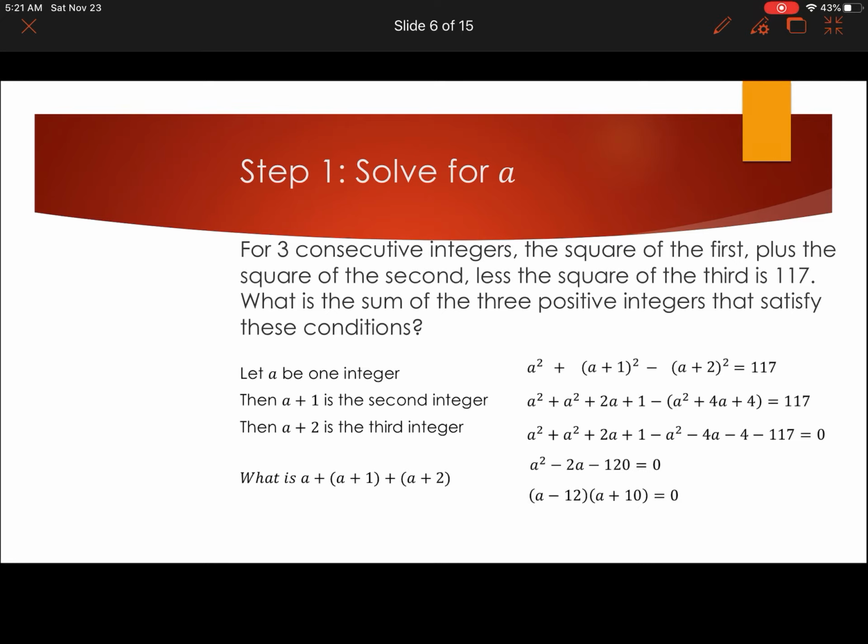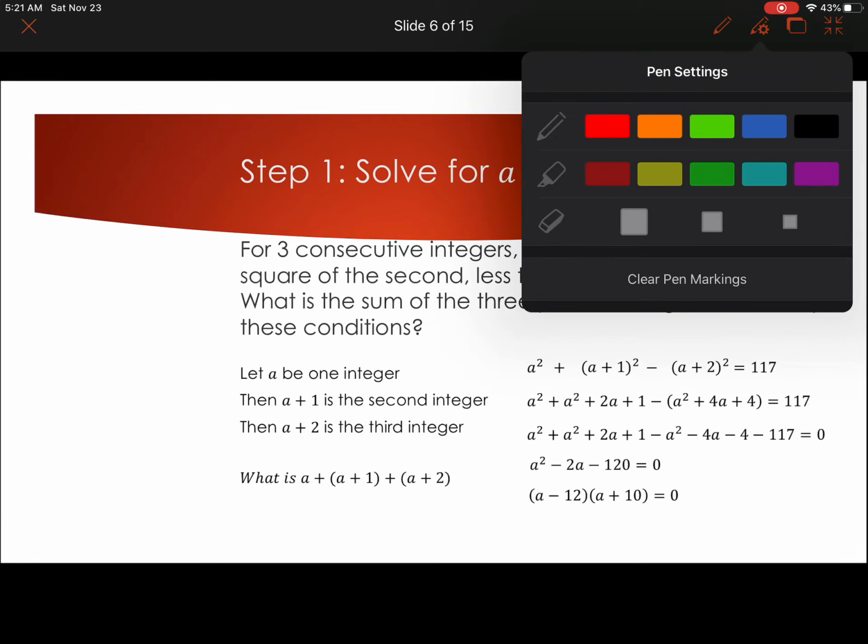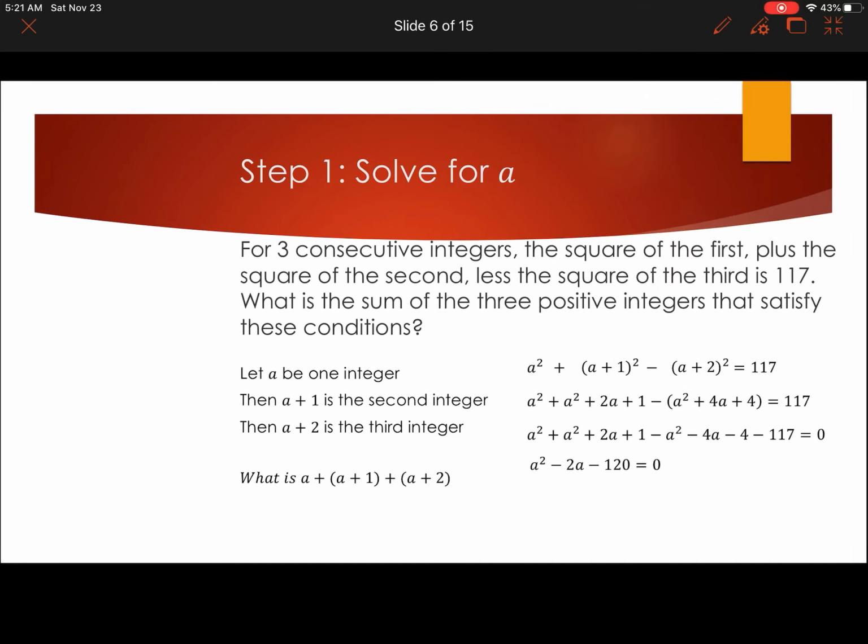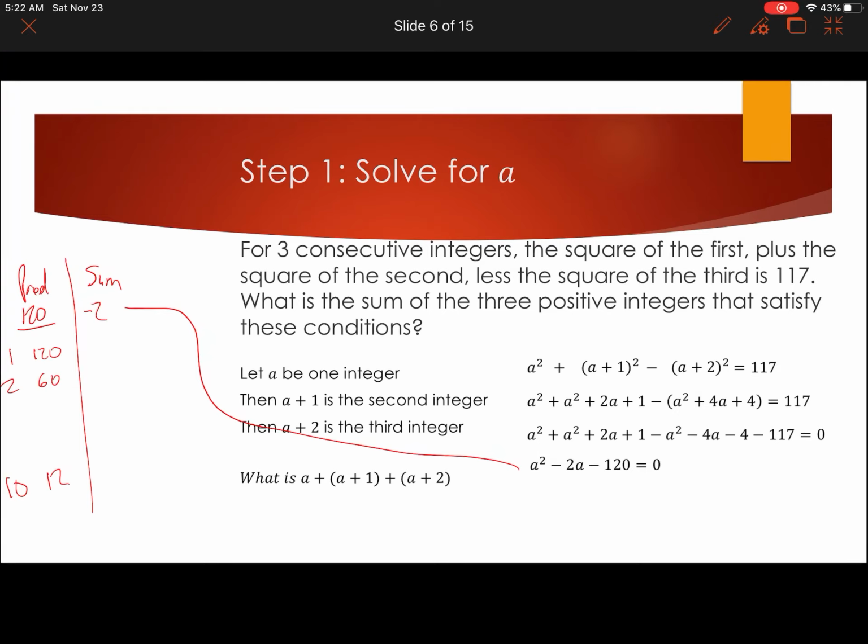Okay, and now we have to find two numbers. How do we get that next step? Well, we have to find two numbers. Let's do it on the side. Find two numbers, product minus 120, and sum to minus 2. We have 1 and 120, 2 and 60. There's no way it's going to get minus 2. What about another obvious one, 12 and 10?